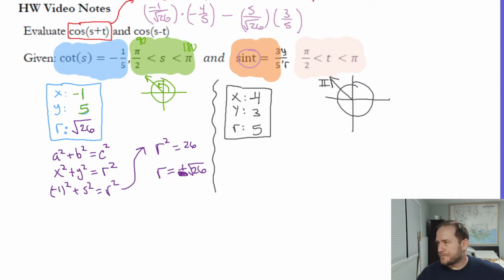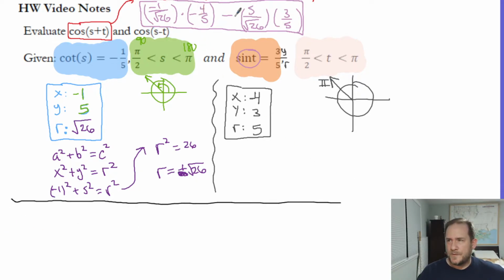Alright, first of all, this is the expression I'm trying to evaluate. Second of all, we weren't really supposed to leave radicals in our denominator, so let's rationalize those. So taking this purple expression and bringing it down, this would be negative root 26 over normal 26 times -4/5 minus 5 root 26 over 26 times 3/5.